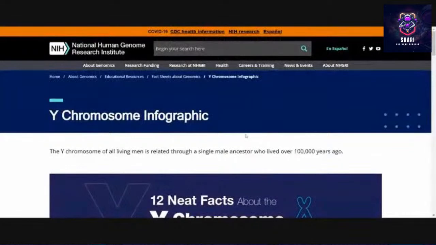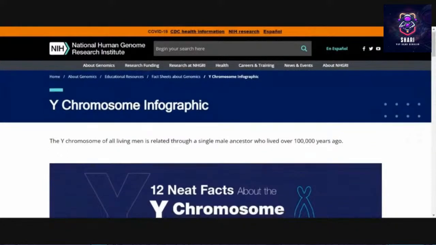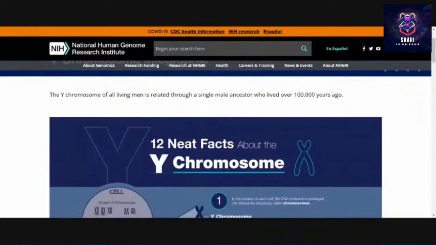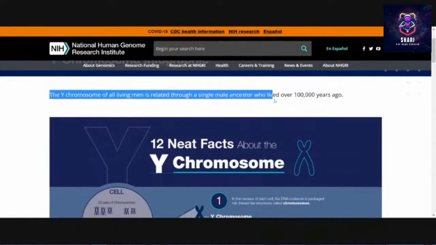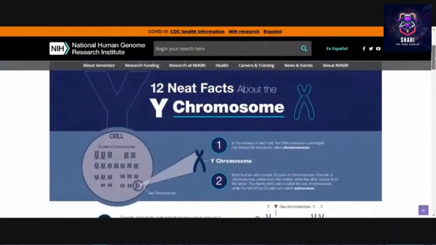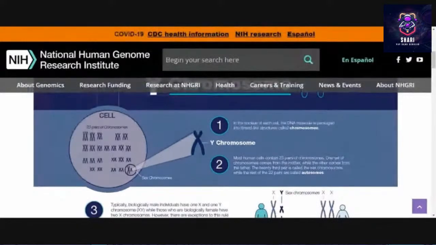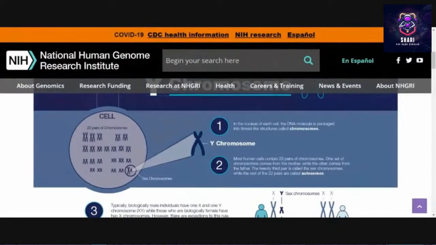So here you can see from the National Human Genome Research Institute, they have a Y chromosome infographic. All right. And so it says here the Y chromosome of all living men is related through a single male ancestor who lived over 100,000 years ago. So, 12 neat facts about the Y chromosome. I'm not sure if you guys can see that well or not. I'm going to try and make it as big as I possibly can. No, the letters look really small, but I'll read it out for you.